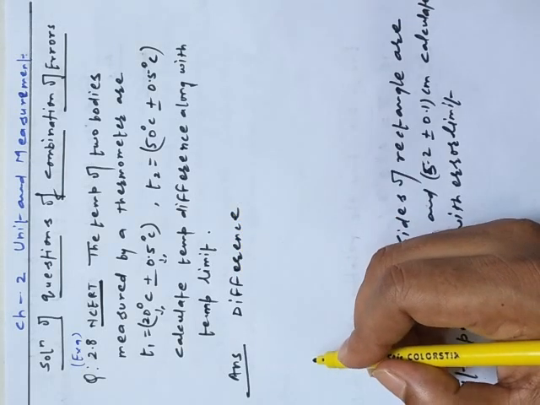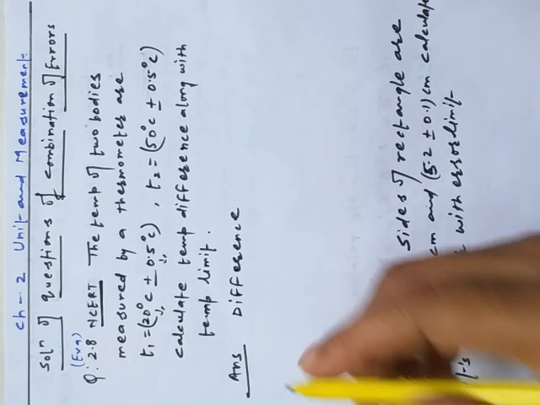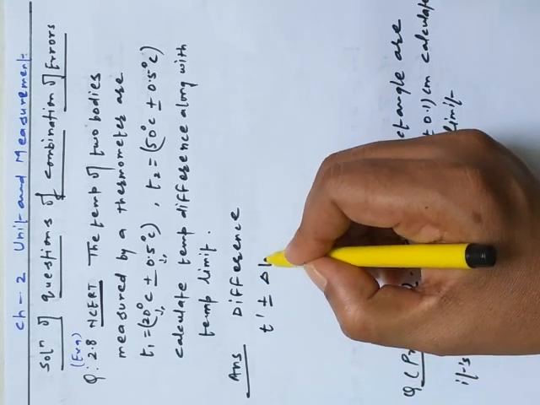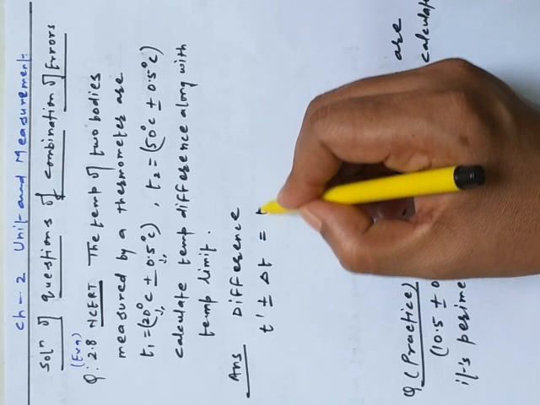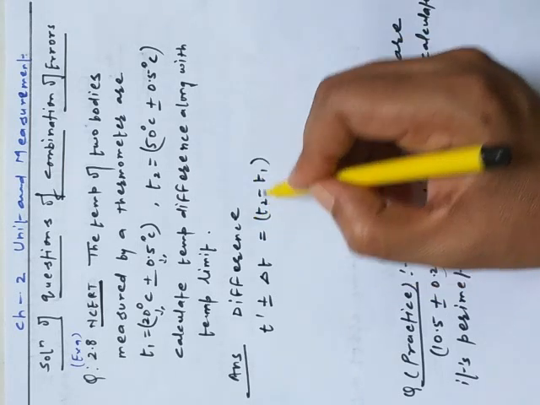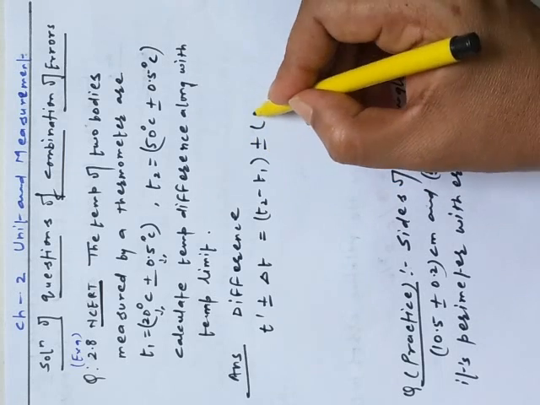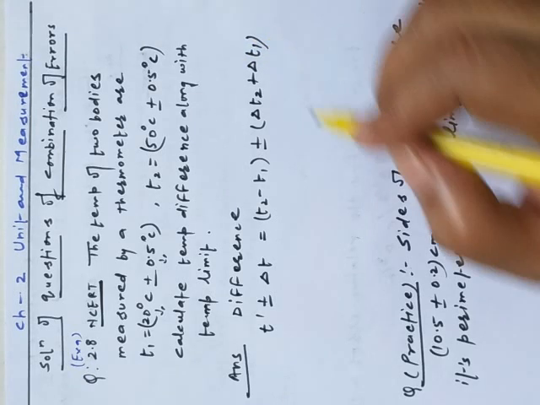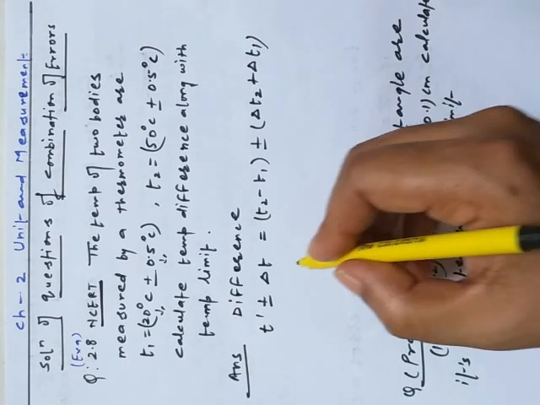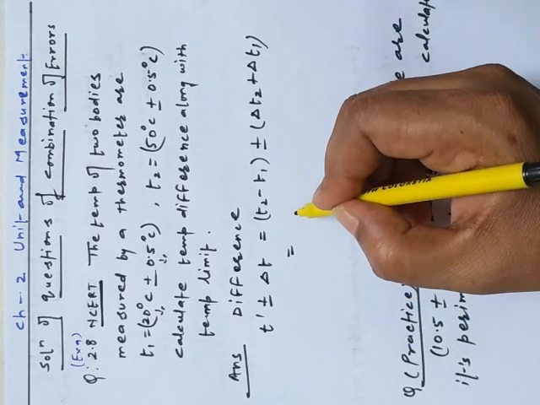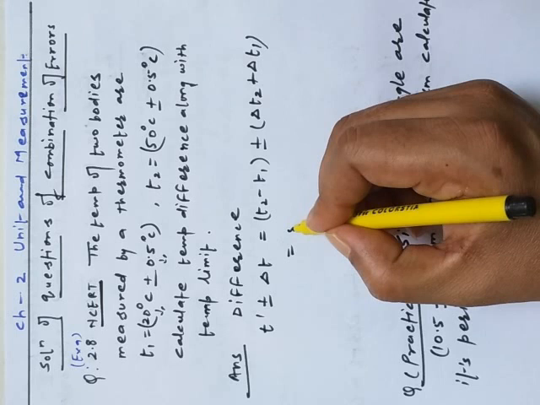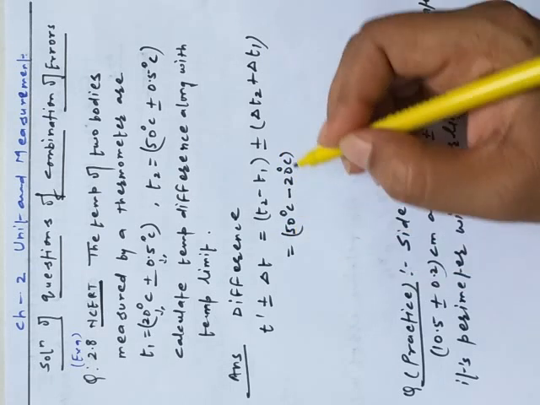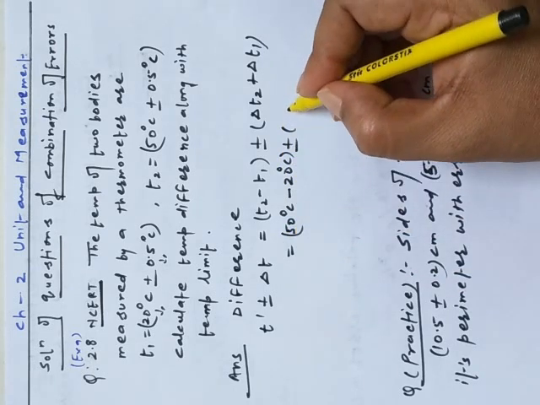Formula of difference. So how do we represent it? We can use the formula T dash plus minus delta T. What is T dash? T dash is equal to T2 minus T1. This is the general formula we use, and plus minus delta T is delta T2 plus delta T1. So this is the general formula which we use for subtraction. Now we substitute the values. Whenever we substitute the values, what do we write? 50 degrees Celsius minus 20 degrees Celsius, plus minus the absolute errors, we should add them.